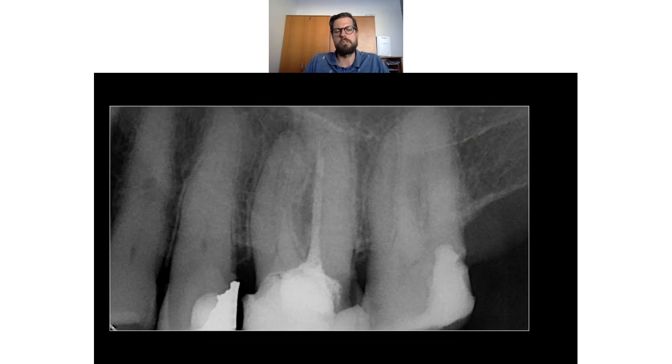We see that here is a partial root fill, so it's only in the palatal. But we see there is a decay between the 6 and the 7. So first we must remove the old filling.